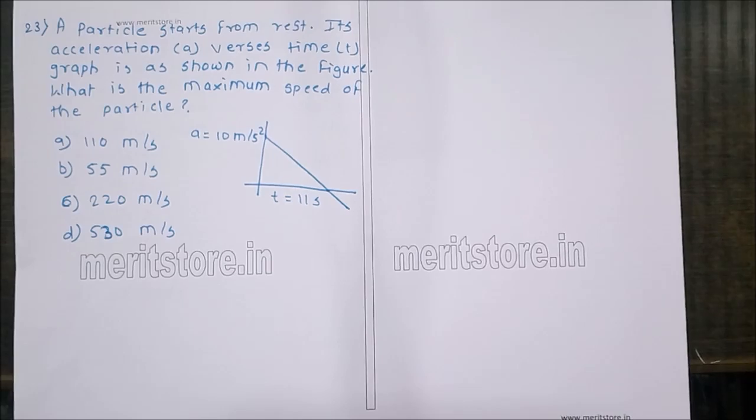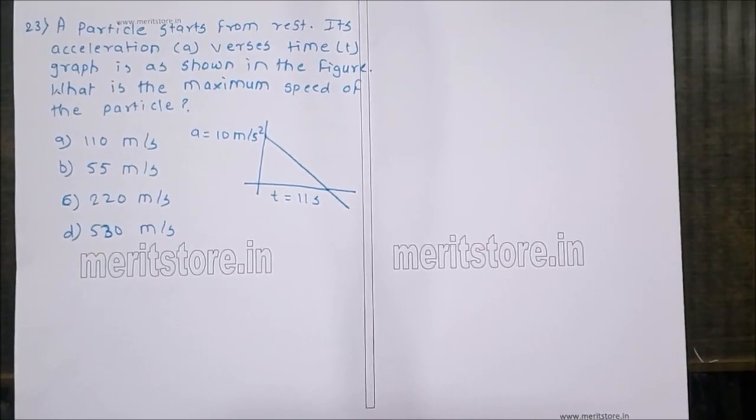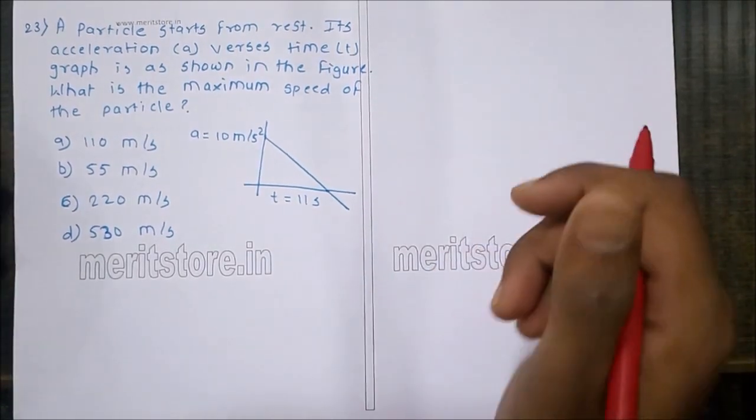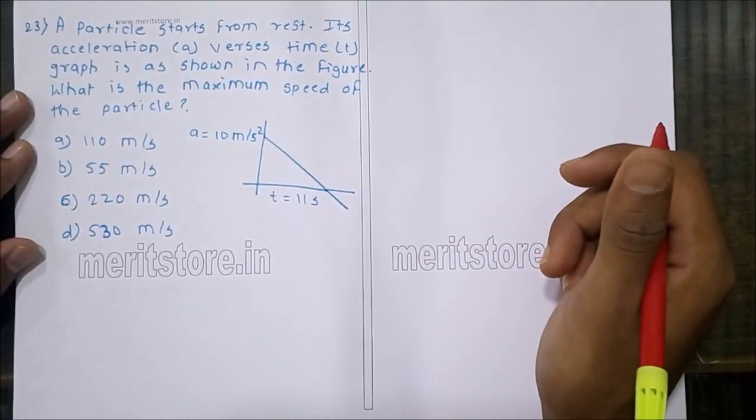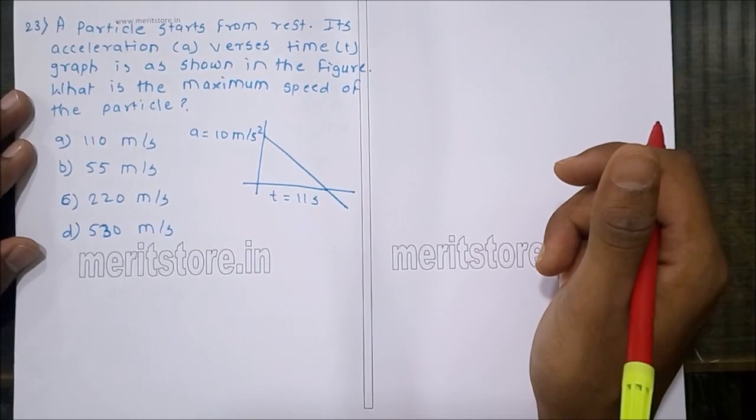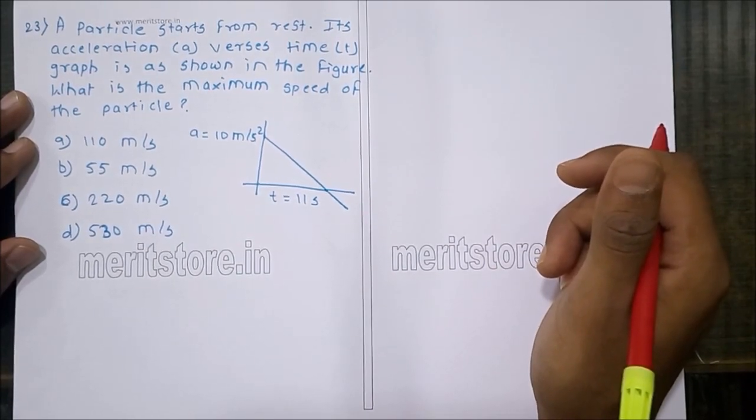A particle starts from rest, its acceleration a versus time t graph is as shown in the figure. What is the maximum speed of the particle? The four options are 110 meters per second, 55 meters per second, 220 meters per second and 530 meters per second.